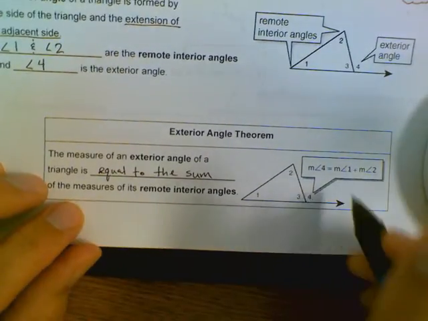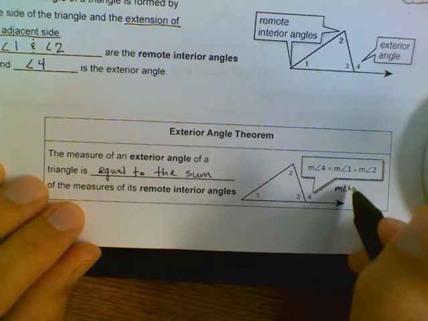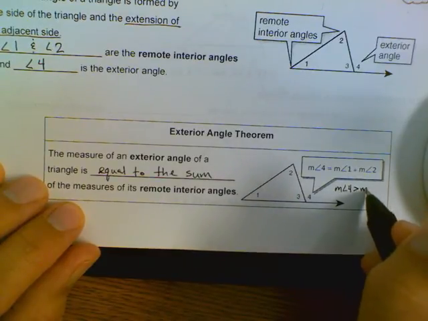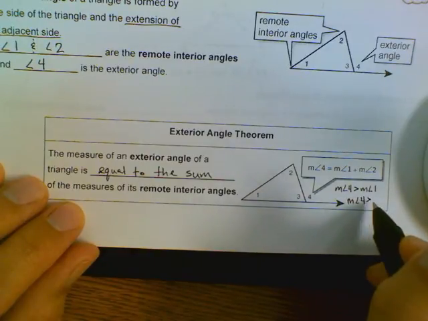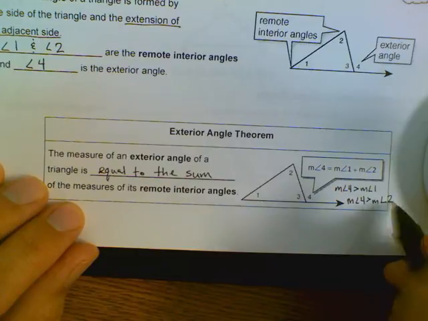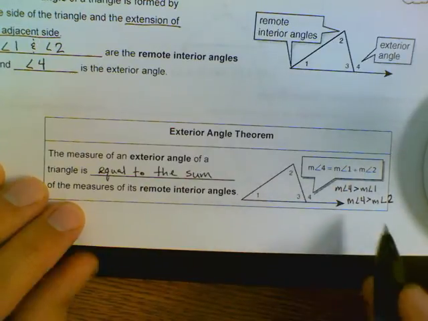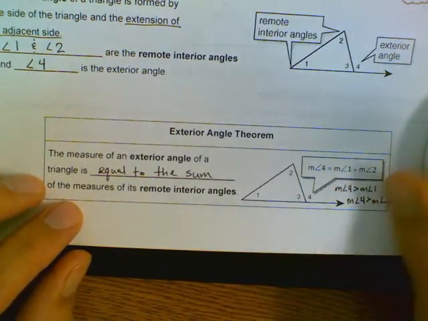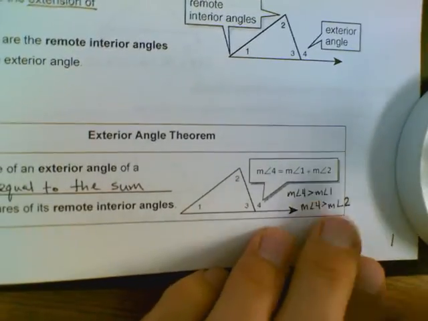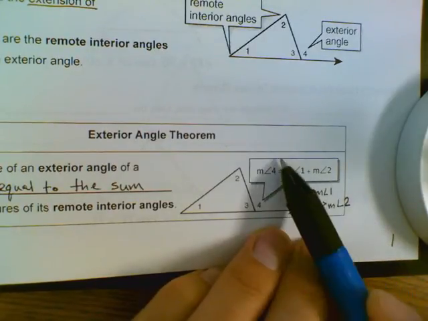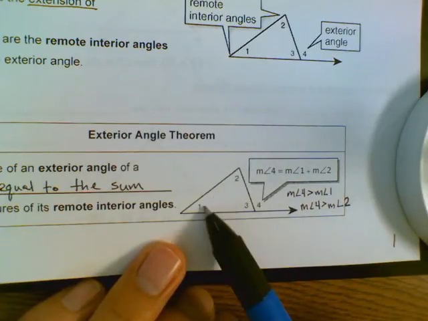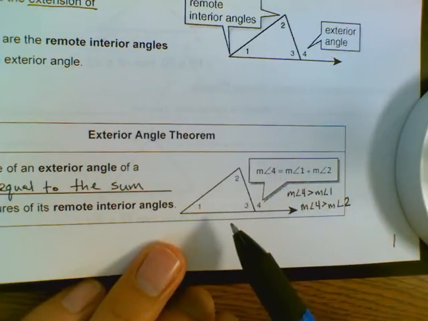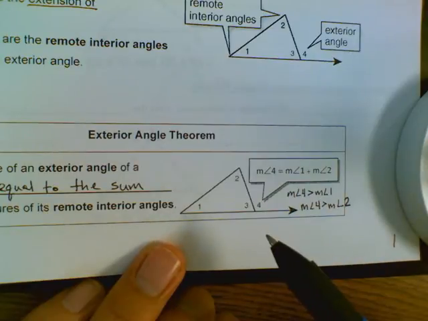As a result, the measure of angle 4, this exterior angle, is always greater than the measure of angle 1. And the measure of angle 4 is always greater than the measure of angle 2. I don't think that that's going to pop up in any of our questions, but it does sometimes show up in curriculums across the country. Okay? So anyway, what we're saying is that if angle 4 is equal to the sum of 1 and 2, then it better be greater than each of them. Kind of makes sense, right?